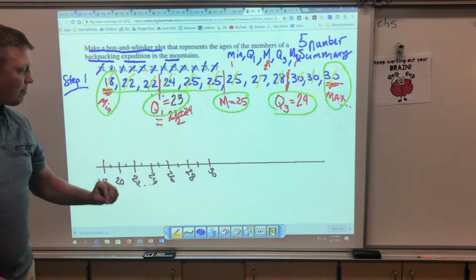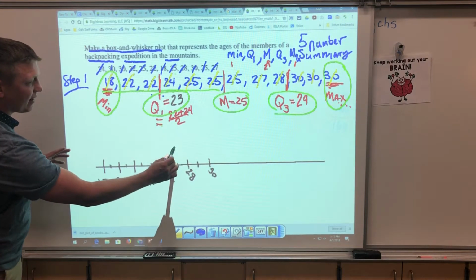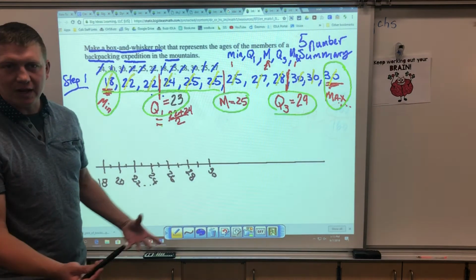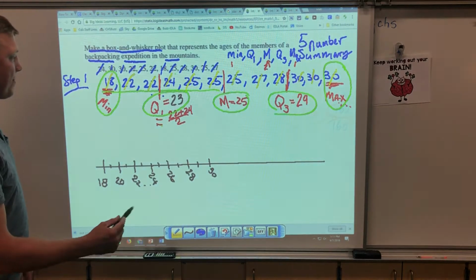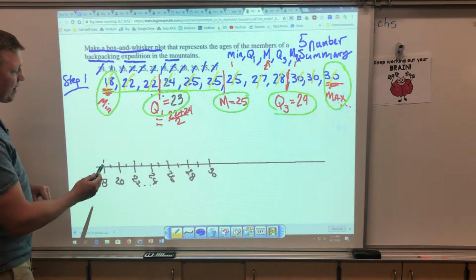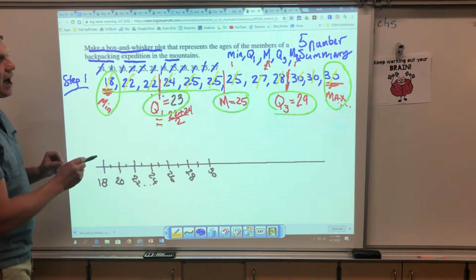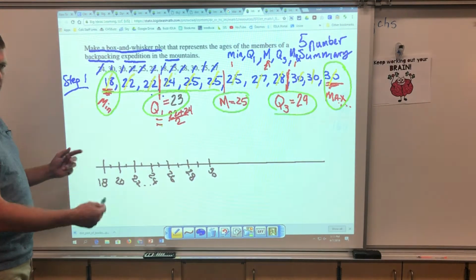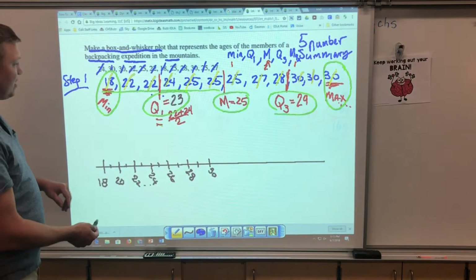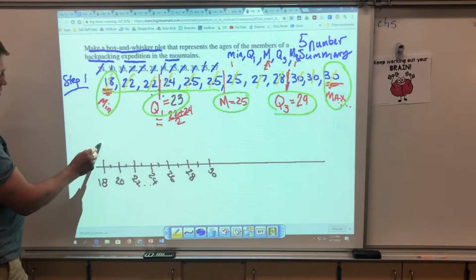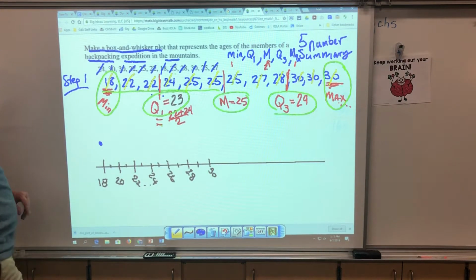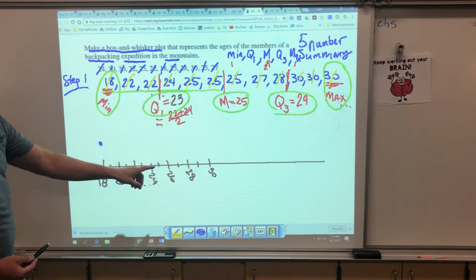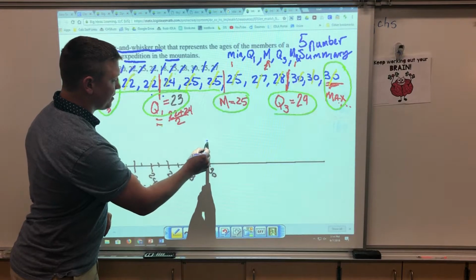In order to make our box plot, we're going to do it above the number line. I'm going to show you what box plots look like in just a little bit, but I'm going to make this one by making my dot hover above the line. Don't do it on the number line for a box plot. Okay, box and whisker. For 18, I'm going to make a point right there. Okay, 18's taken care of. I'm going to put 5 dots on here. My maximum is at 30, which is all the way over here.